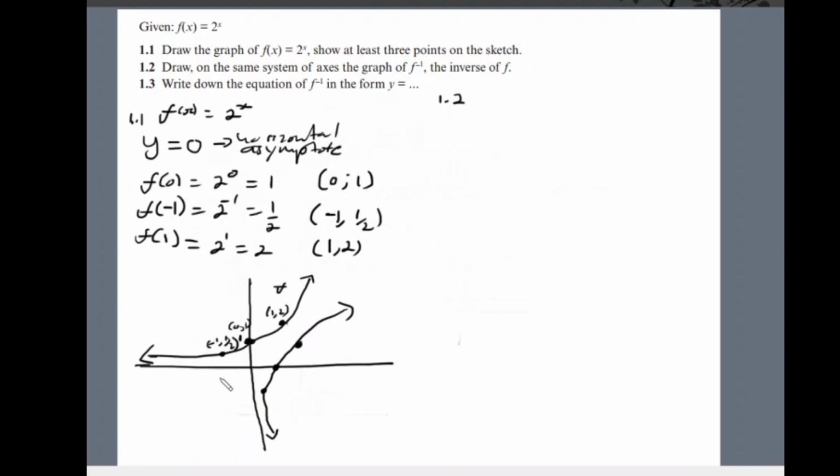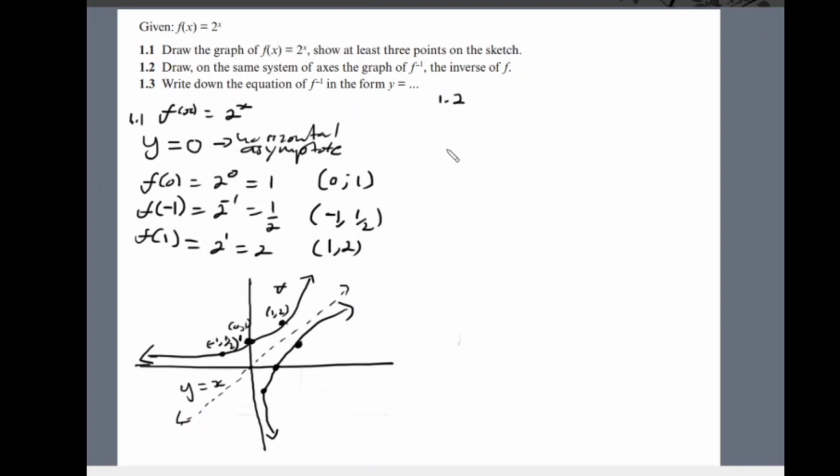the two graphs are symmetrical about the line y equals x, right? So this is the line y equals x. It is the axis of symmetry, so it is the mirror image of the function to its inverse. So whenever the question, instead of saying draw the graph of the inverse, says draw the reflection of the function about the line y equals x, you know that a reflection of that function is its inverse when you are reflecting it about the line y equals x, right?